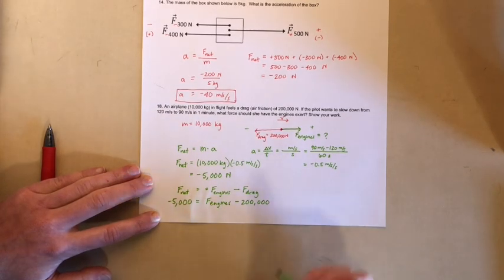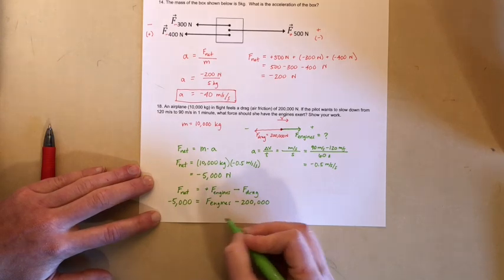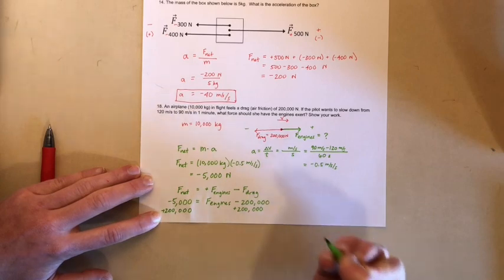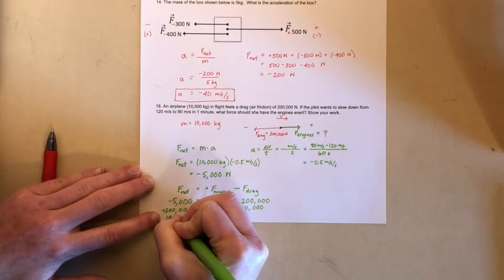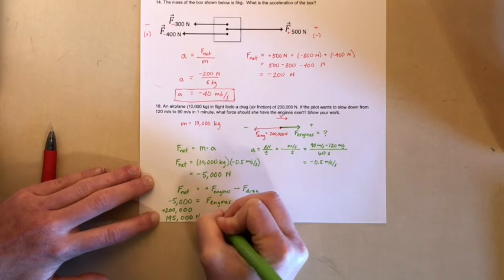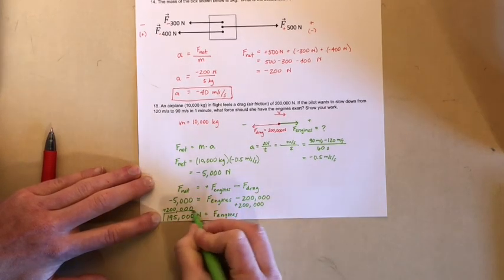All right, last thing I need to do is just some algebra. So I want to solve for the engine, so I'm going to add 200,000 to both sides. And we end up with 195,000 newtons is the force by the engines. So there is your final answer.